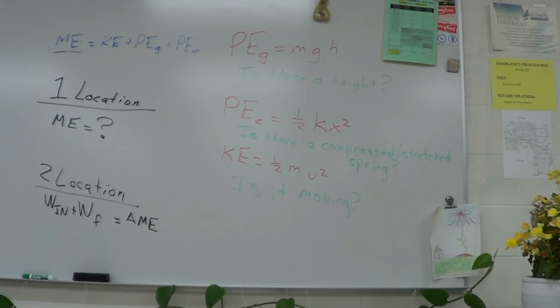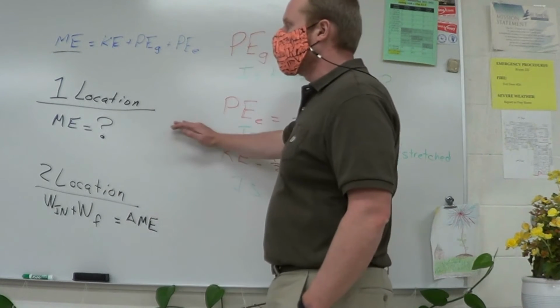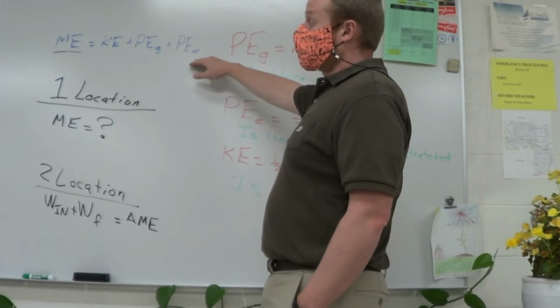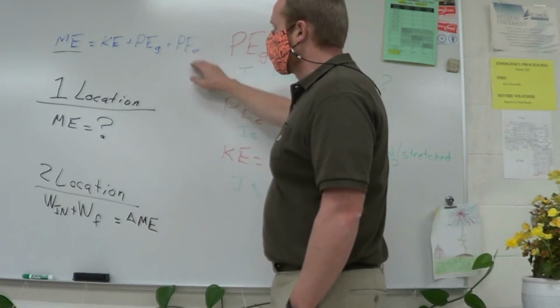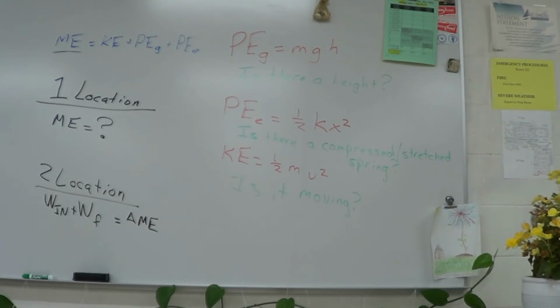So if it's a one location problem, I'm asking the question, how much mechanical energy does an object have at a location? And mechanical energy is the sum of all your potential and kinetic energies, and our formula is listed like this. My formula that I wrote on the board is slightly different in order than what I wrote on your formula sheet. But they're additions, so I'll try to be consistent, but I might mix up the orders.